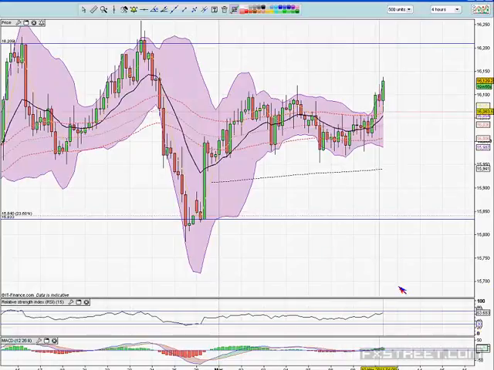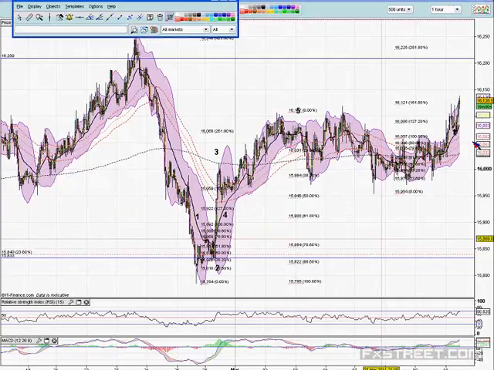What is my RSI telling me? It's telling me to get long. What is MACD telling me? Nothing. There's no divergence, so that's great. I'm above my channel. I know I've got support.